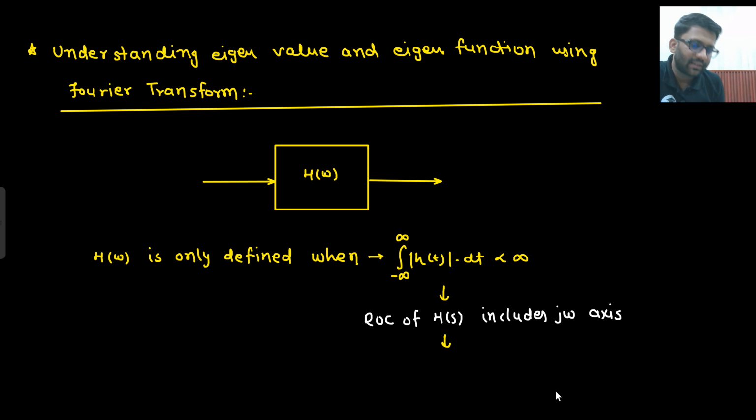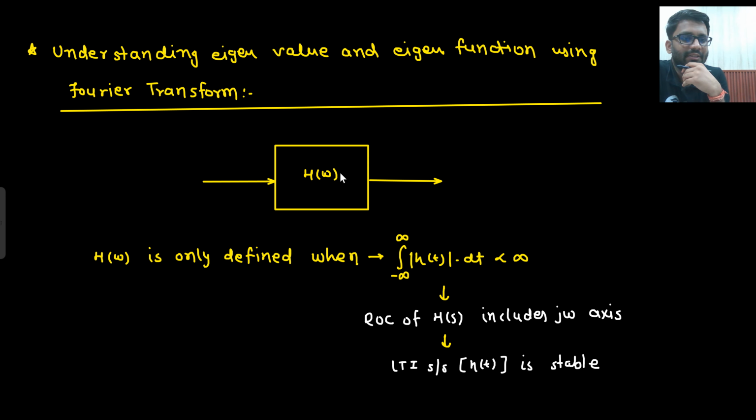And what does this mean? This means that the LTI system whose impulse response is h(t) is stable. Say yes or no. So your H(omega) will be defined only when your LTI system is stable. So if they have given H(omega), that means 100% your LTI system is stable. Are you able to understand this point?